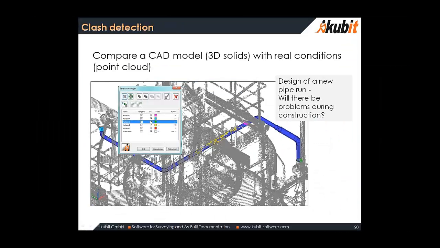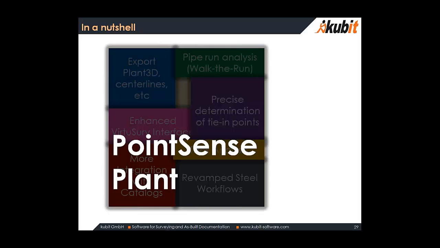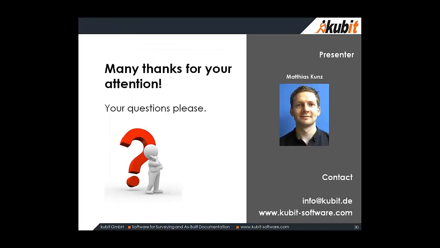So the last thing I want to mention, we also have a clash detection feature, but I'm not going to show that now due to the time limit I have been given by Katrin. We also have a clash detection tool that you can use and many other features. So just in a nutshell, PointSense Plant basically is very fast, intuitive, accurate, and efficient. So that was my presentation for PointSense Plant, and many thanks for your attention.